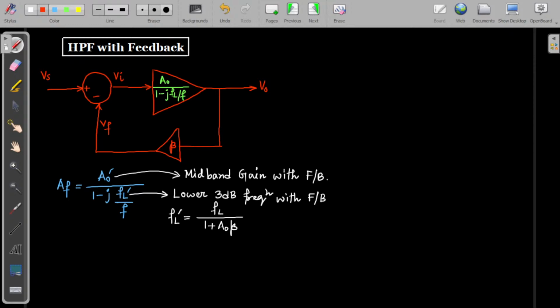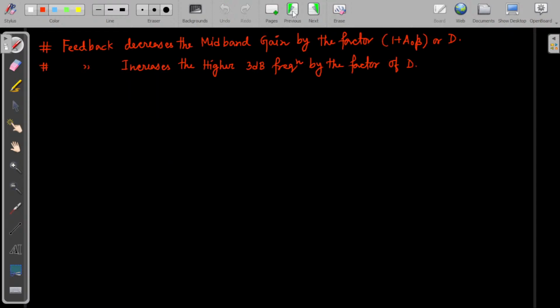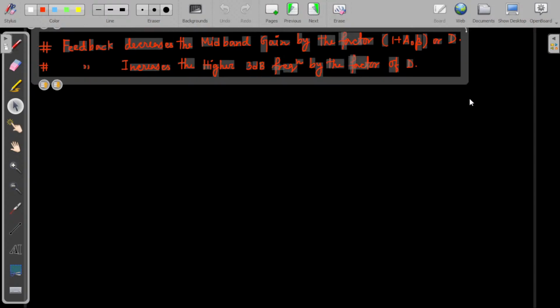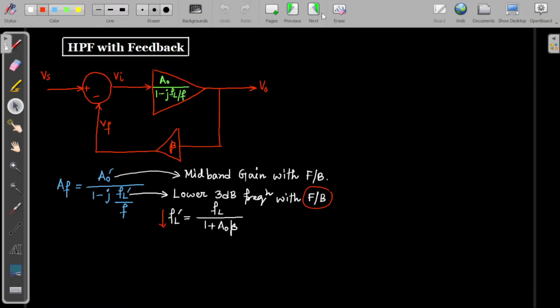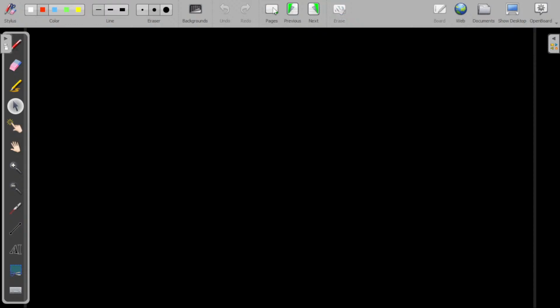So what does it mean? It means that as you connect the feedback, the lower 3 dB frequency will be decreased by a factor of 1 plus A0 beta. So the same statement can be written here. So if we copy this statement, the same statement can be written in the case of high pass filter with feedback.